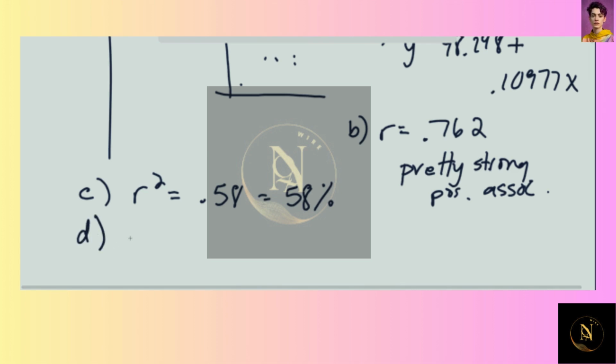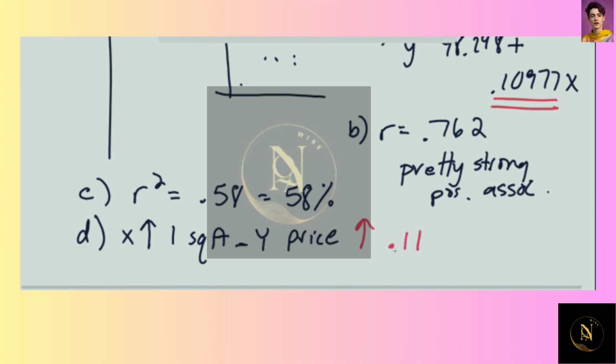The next question asks, what happens as the square footage goes up by 1 square foot? What happens to the Y variable, or the price? That is your slope. We anticipate the Y value will go up by about 0.11, and that's in thousands of dollars. Multiplying by 1,000, if the square footage goes up 1 square foot, we would increase the price by about $1,100.